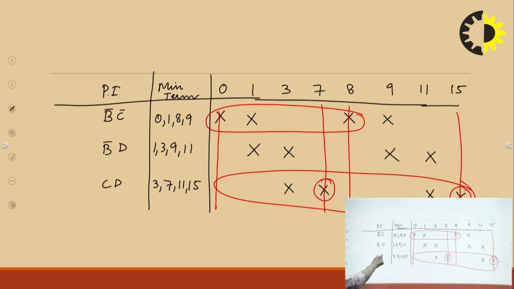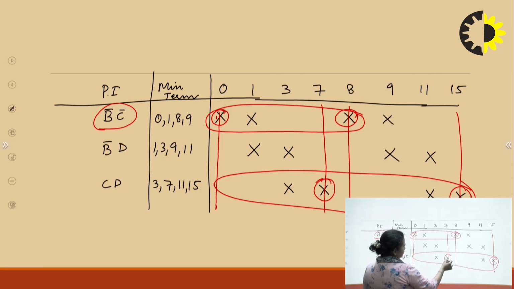So that is how you have created this table. Now I have to check that if that particular cross exists only one time and not twice, it will contribute to the final essential PI. So that will contribute to the final answer. That is why this 0 is contributing to the final answer and this 8 is contributing, and 0 and 8 exist only at B dash C. So B dash C is contributing to the final answer.